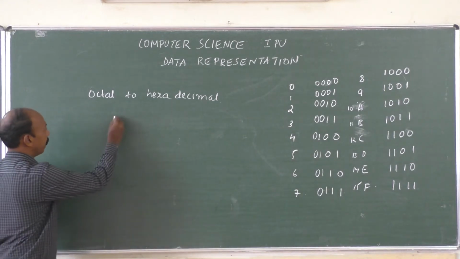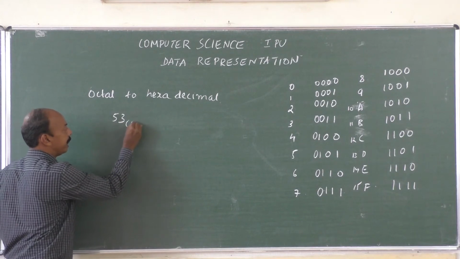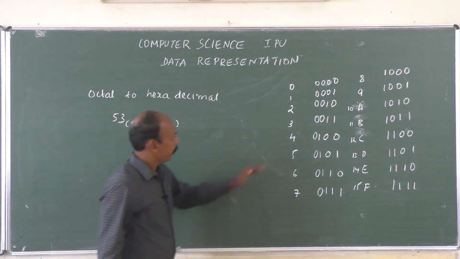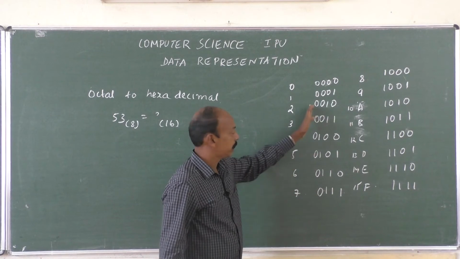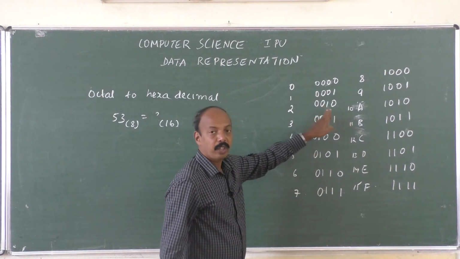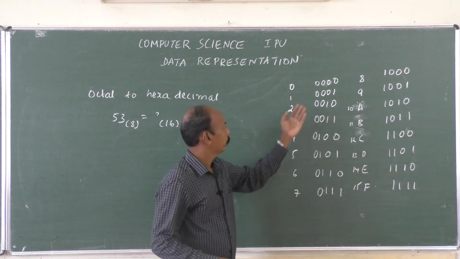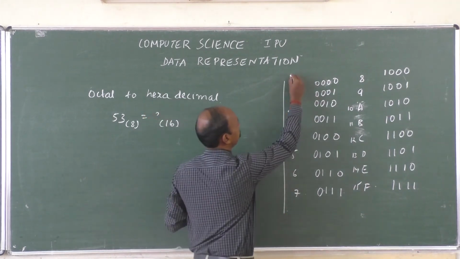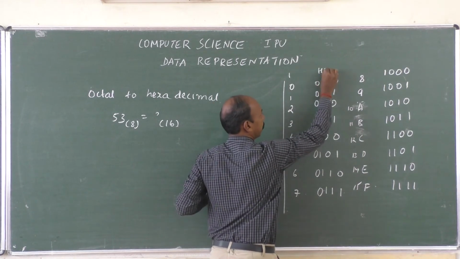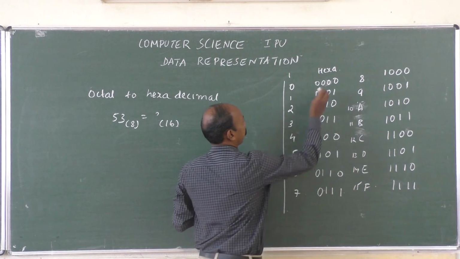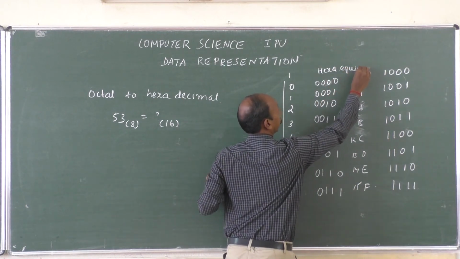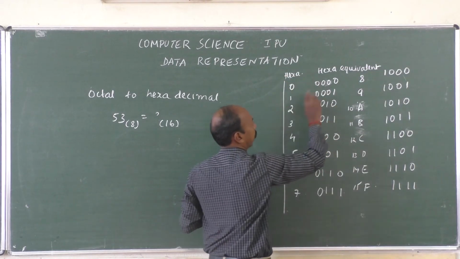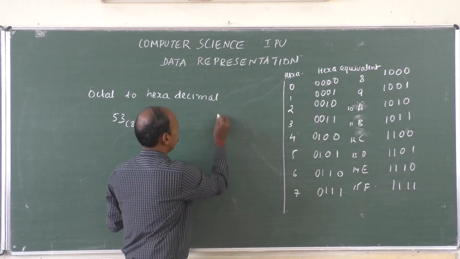For example, suppose we have 53 to the base 8, how much is it to the base 16? Already we have seen, what are these? These are binary equivalents of hexa numbers. And how many bits do we have? 4 bits. For our reference, once again we shall write, see, this is binary form. This is, we shall write hexa here. Hexa equivalent. This is hexa symbol. Hexa equivalent in binary.